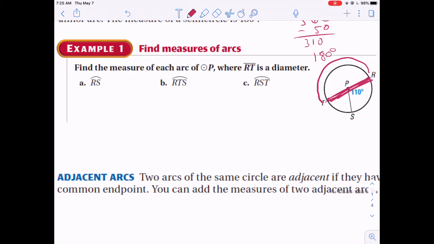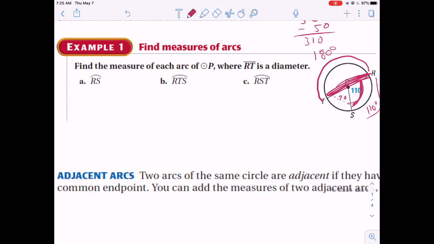And this angle, let me get rid of some of the stuff here so it's not too messy. This central angle here is 110, so the arc angle will also be 110 degrees. All right, so I've got this 180 here, and I'm using up 110 of it. How much is left on this side? You can do the math: 70 as a central angle and 70 as an arc angle as well.